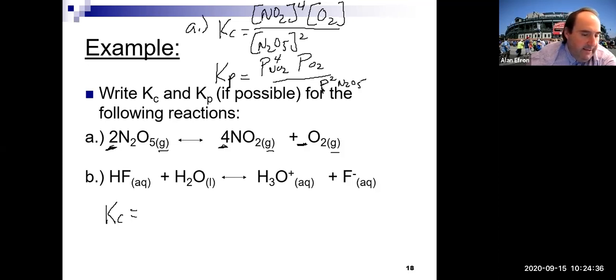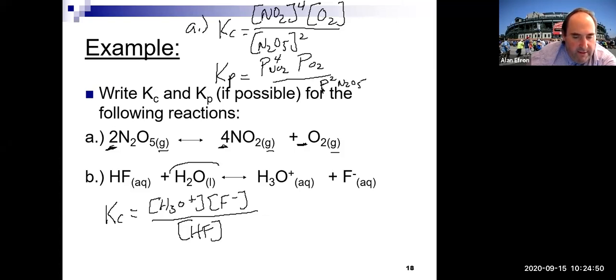So our Kc here, again, same idea. We're going to go products, which is going to be H3O+ F- divided by HF. And water here would not be included because it is a pure liquid. So that would be our Kc expression. And in this particular case, there are no gases, so you can't really write a Kp since Kp has to do with pressures. And if there's no gases, there's probably no pressure going on. Any questions on how to write these expressions?